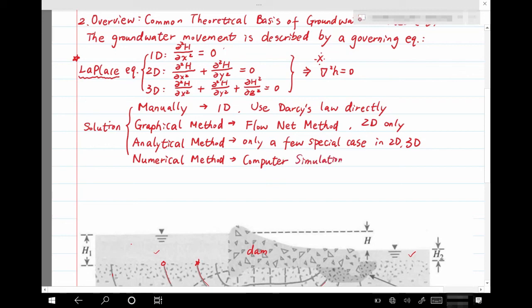Something like finite element, finite difference. And also, we will have one lecture for this one. I will show how to use a very simple graphical user interface-based program to solve a typical groundwater movement issue in 2D. So this one can be used for 1D, 2D, or 3D.